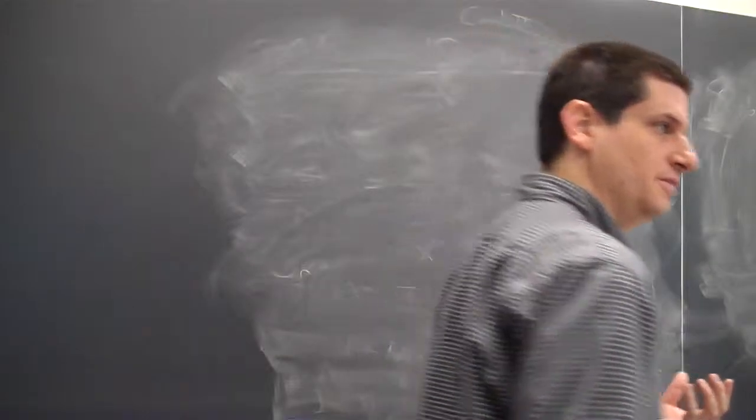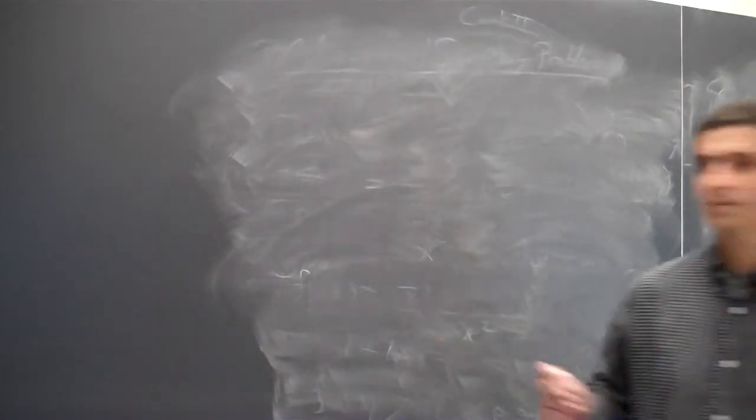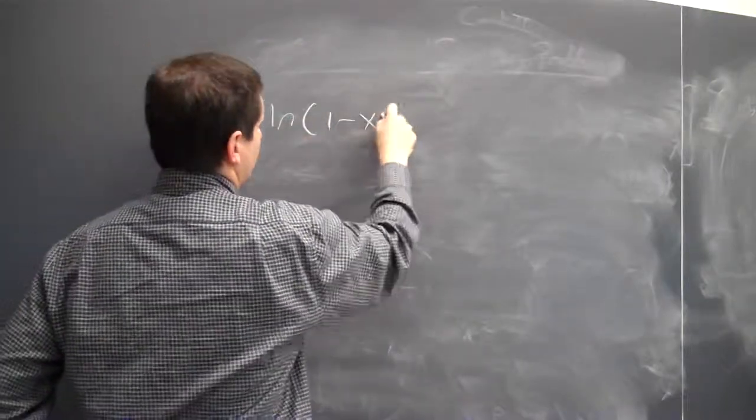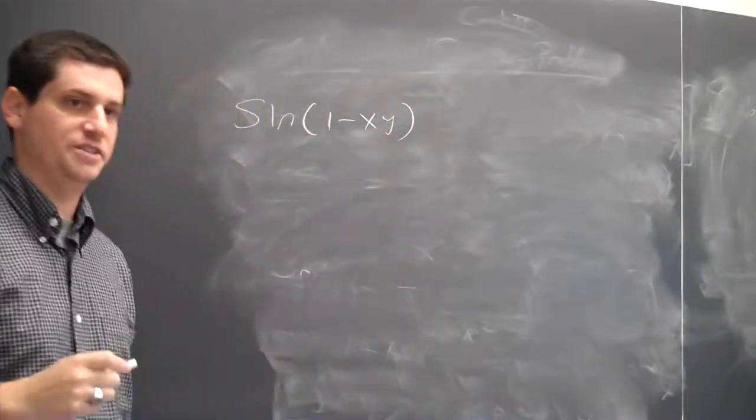So how many of you know the fast way to find Taylor series of a multivariable function? Let's say I give you the sine of 1 minus xy, and I want to find the Taylor series.